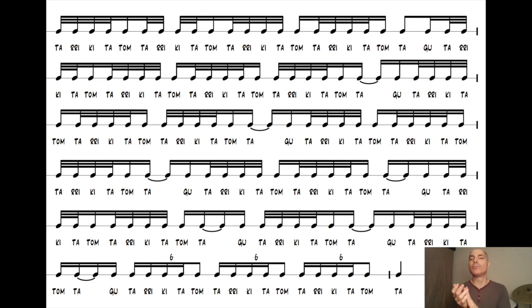Tarikidrom, tarikidrom, tarikidrom, tarikidrom tang. Tarikidrom, tarikidrom, tarikidrom tang. Tarikidrom, tarikidrom tang. Tarikidrom tang. Tarikitatom, tarikitatom, tarikitatom ta.